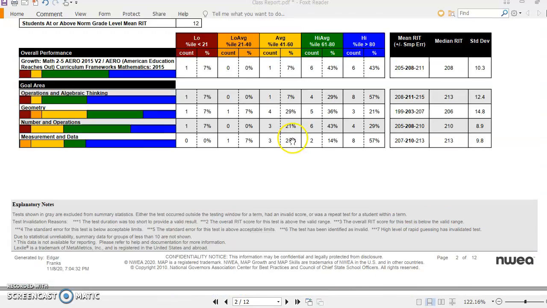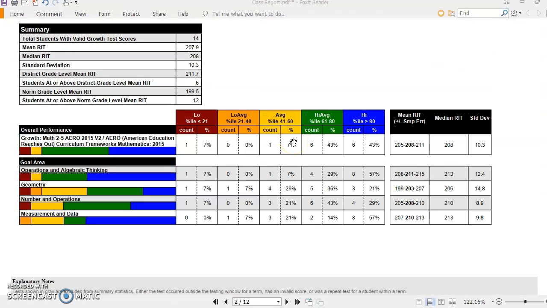Then I go back up to this chart, and I can see that I have overall one student that scored in the low range. That's from 0 to 21% or 20%. And then I have the low average, which is 21 to 40%. These are the percentiles, the students that fill in that. So there's no students in that area.